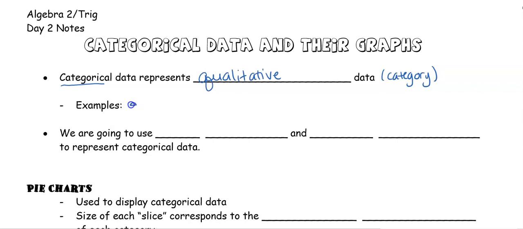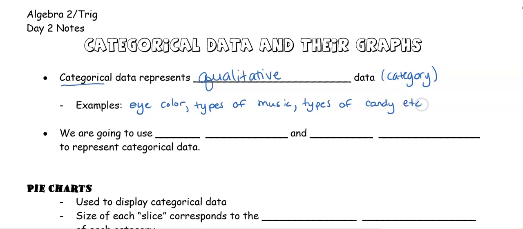For example, we can talk about different eye color, hair color, other kinds of things that we can put in color categories, types of music, types of candy, etc. So anything that we can put in a group together. When you are representing categorical data, we can use a pie chart, and we can also use bar graphs.